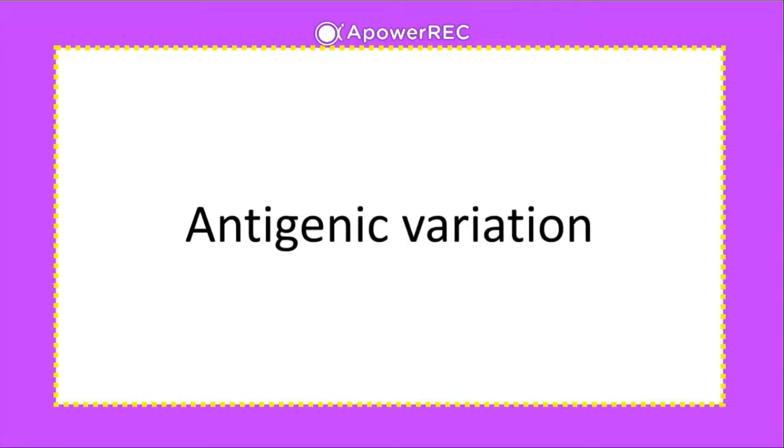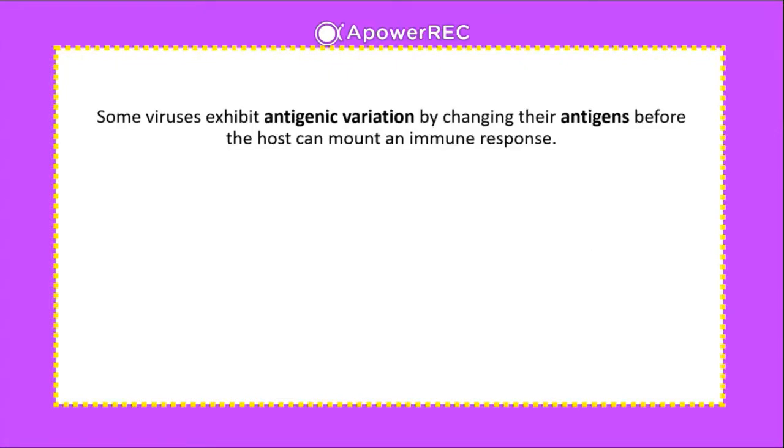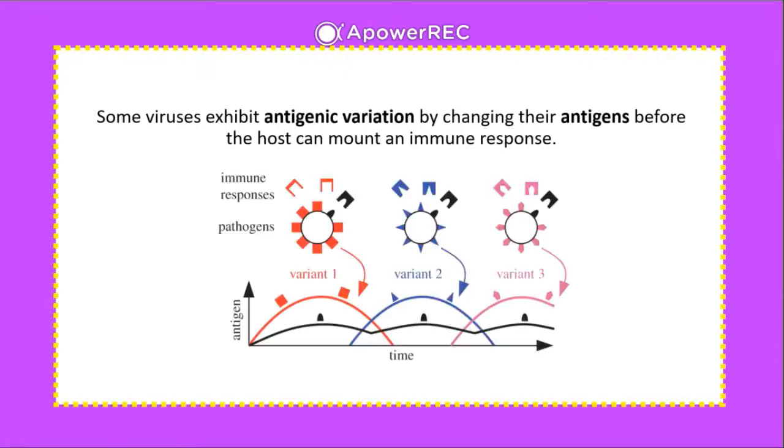Okay, next one is antigenic variation. Antigenic variation is where some microbes can change their antigens before the host can mount an immune response. These are slow changes over time. Here we can see that small changes in the antigens, shown in these curves, lead to the requirement of new antibodies that can identify those antigens.